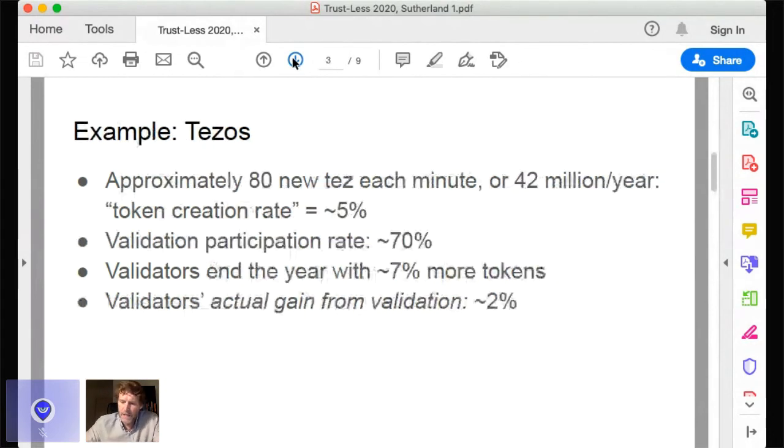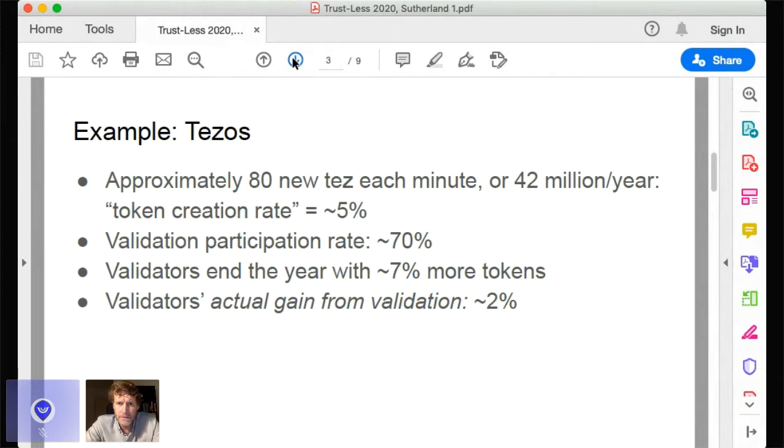So I've given you the limiting case where nobody's actually made better off, but to make it a little more concrete, I'm going to use the example of Tezos. It's very good as an example for two reasons. One is its token creation and token issuance policy is very simple. And second, it has a very high participation rate in validation, and that helps make the points a lot clearer and easier to grasp.